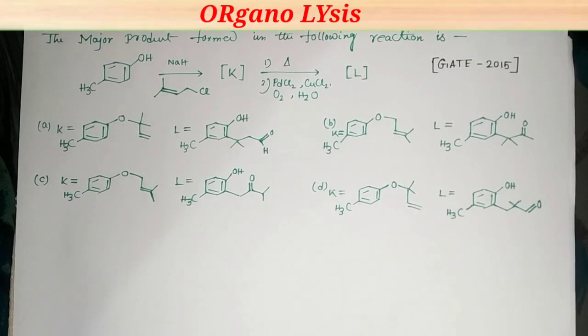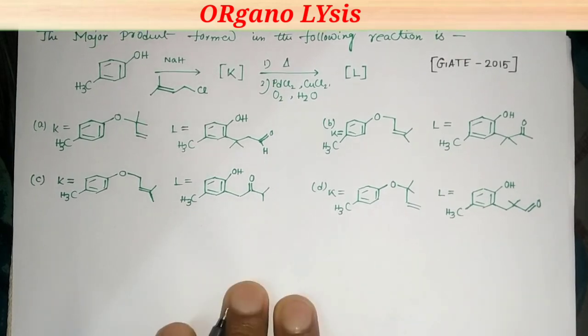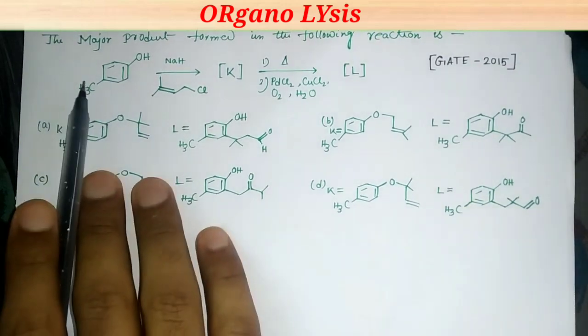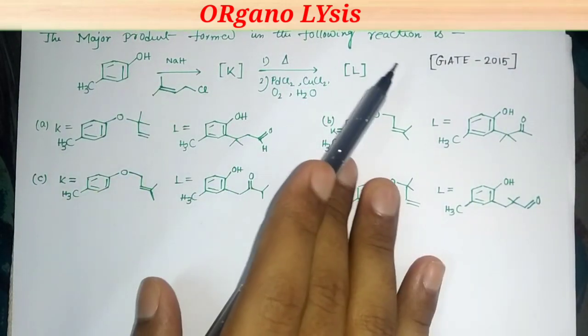So this is our conceptual problem solving part. Now here I am taking a question which came in GATE 2015. The question is: the major product formed in the following reaction is.